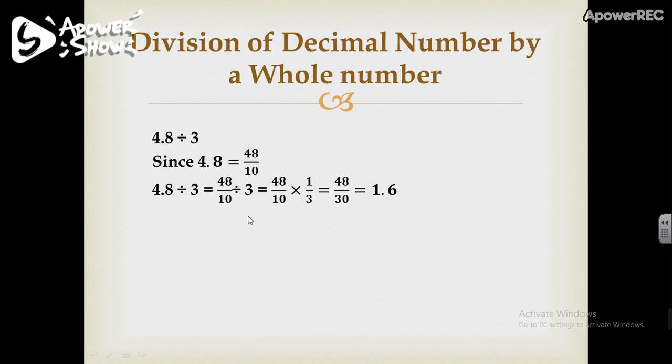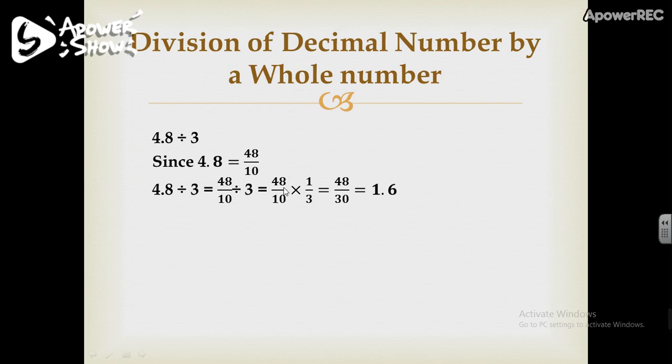Now this is a question of division of a fraction by a whole number, and previously we learned that we have to take the reciprocal of the second number, that is 3. So here the denominator of 3 is 1, so the reciprocal of 3 is 1 by 3. So 48 by 10 divided by 3 is equivalent to 48 by 10 multiplied by 1 by 3. The division of a fraction by a whole number is equal to multiplication of this fraction by its reciprocal. This we have learned in the previous session.